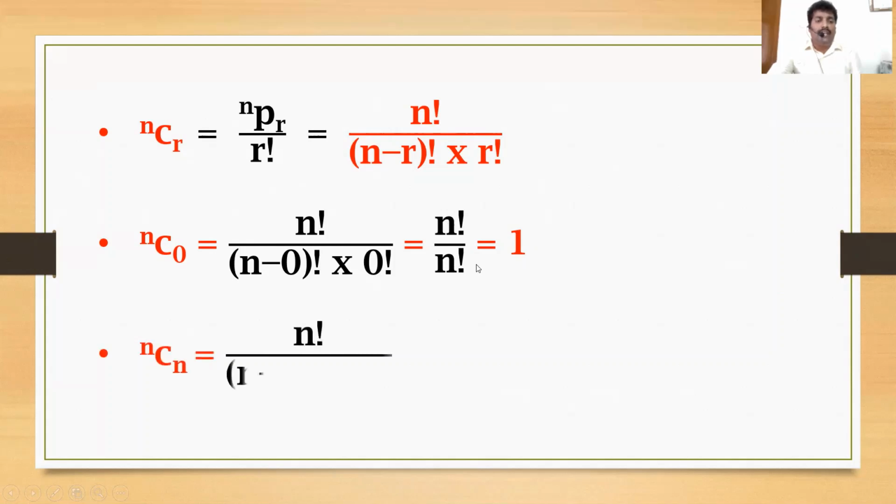Now nCn, if you take, nCn is equal to n factorial divided by (n minus n) factorial into n factorial.